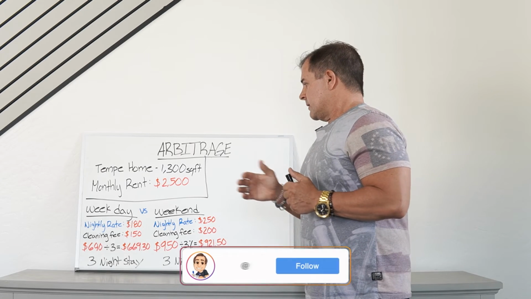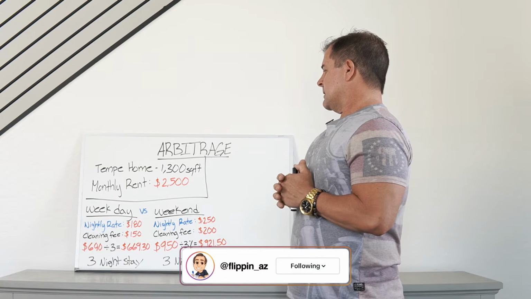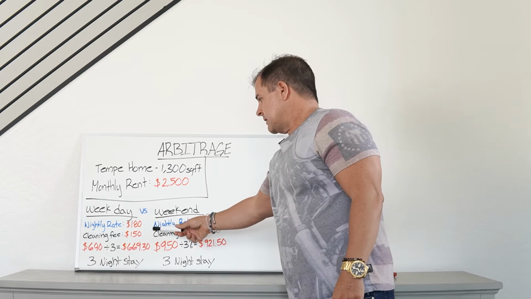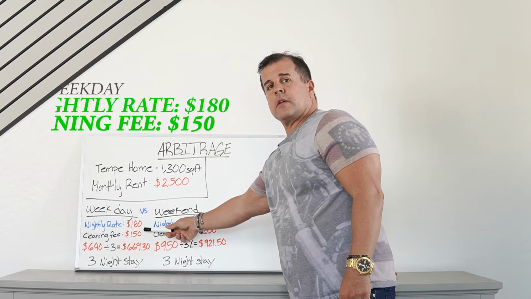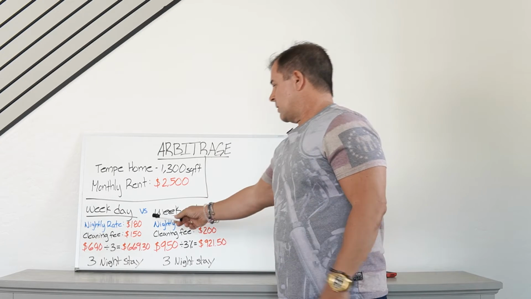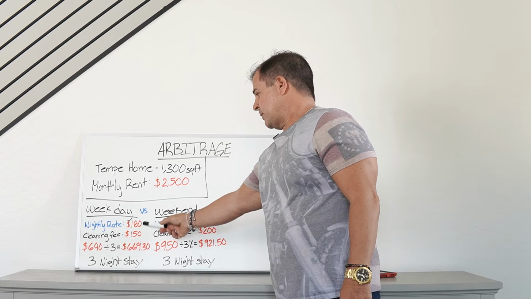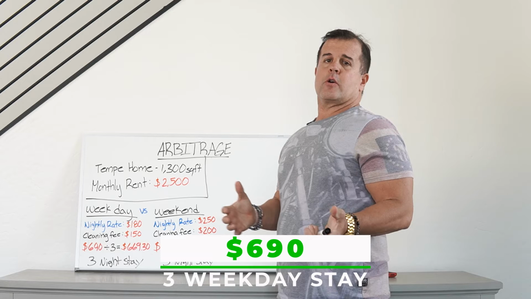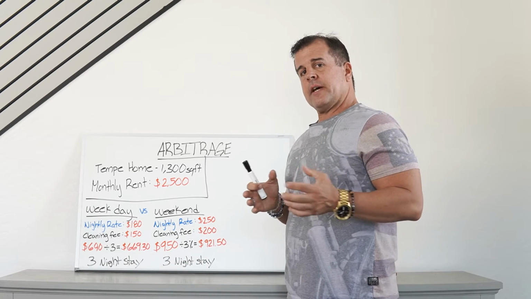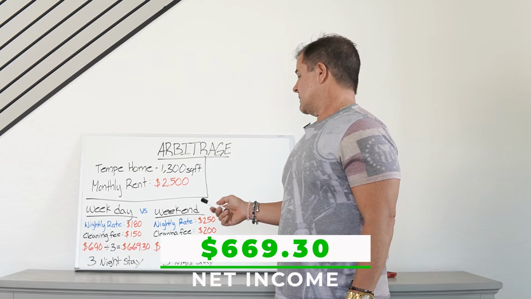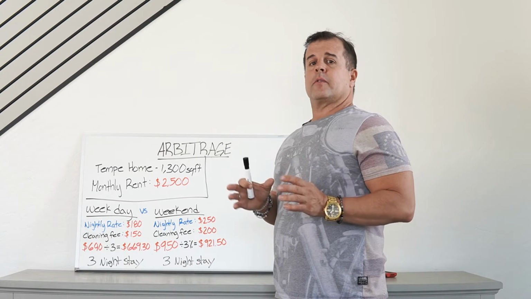So this particular example in Tempe, it's an Airbnb. We're going to do a 3-day stay. The guest checks in, let's say, on Tuesday, Wednesday, Thursday. That stay is going to be 180 times 3 plus our cleaning fee. So I total it up to be $690. Airbnb will take 3% of that, and 3% would get you back $669.30.